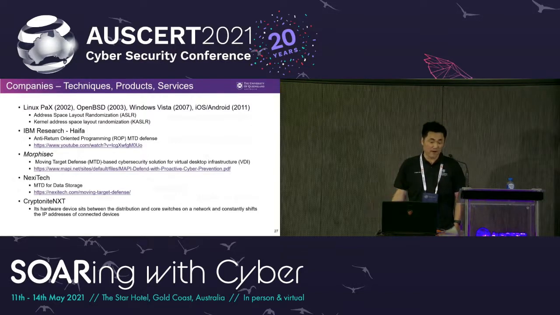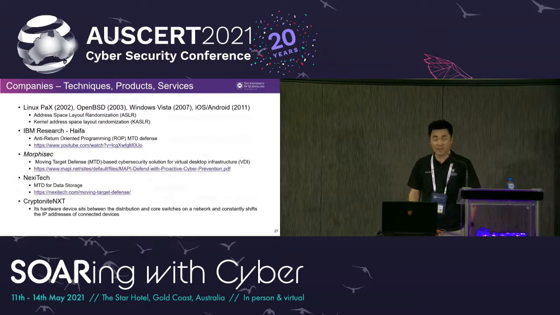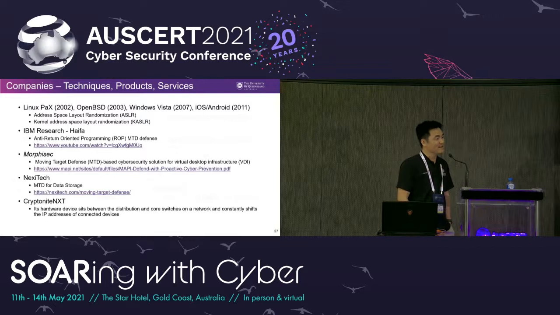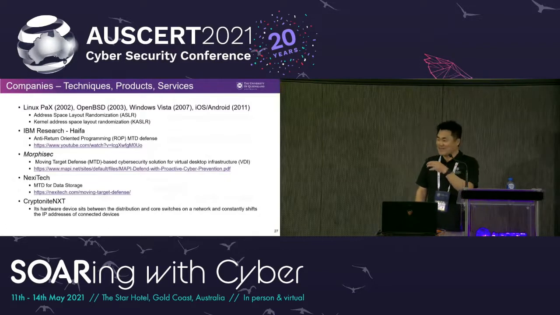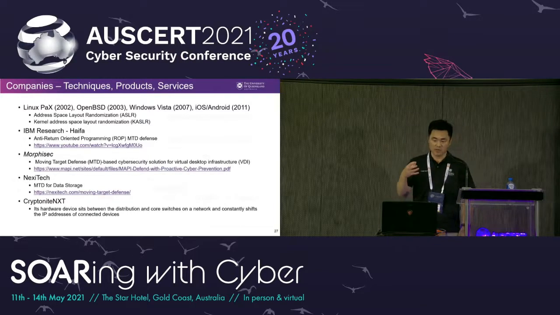And IBM Research wants to develop MTD techniques against ROP. ROP is return-oriented programming, a more advanced memory-based attack on systems. So they want to use MTD techniques by shuffling the sequence of program execution. This is ongoing work. And Morphisec is one of the companies. They want to develop a cybersecurity solution based on MTD for end host protection, to protect the virtual desktop infrastructure. This is funded by the US DOD and DHS. It's a project worth several millions.